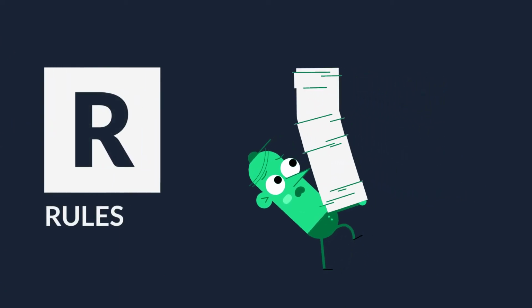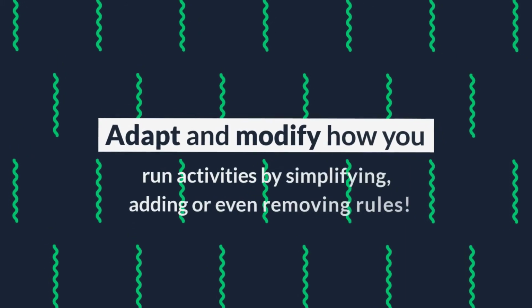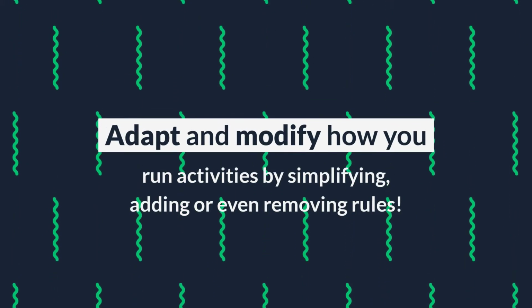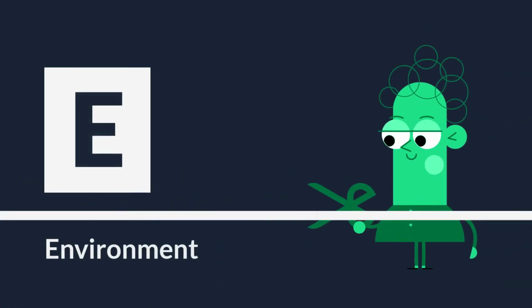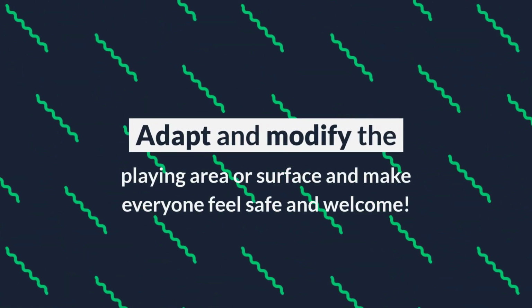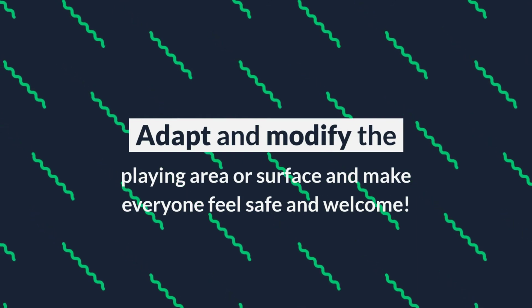R, rules. This includes the way you do things. Adapt and modify how you run activities by simplifying, adding or even removing rules. E, environment. This includes accessible spaces and welcoming places. Adapt and modify the playing area or surface and make everyone feel safe and welcome.